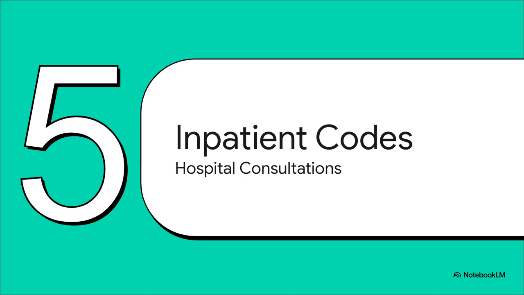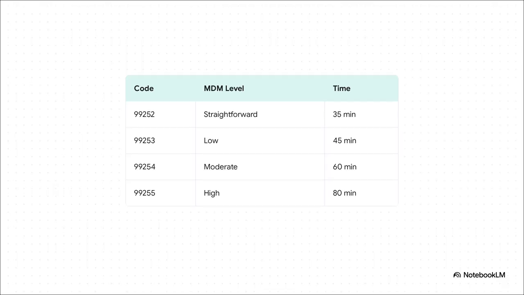Section 5, inpatient consultation codes. Let's see how this builds as we transition from the outpatient clinic over to the hospital inpatient settings. So the rules shift just a bit here. For inpatient or observation consultations, we use codes 99252 through 99255. The MDM levels remain exactly the same: straightforward, low, moderate, and high. But look at the time thresholds. They are significantly heavier for facility settings. 99252 requires 35 minutes. 99253 needs 45 minutes. 99254 demands 60 minutes. And 99255 tops out at a massive 80 minutes.